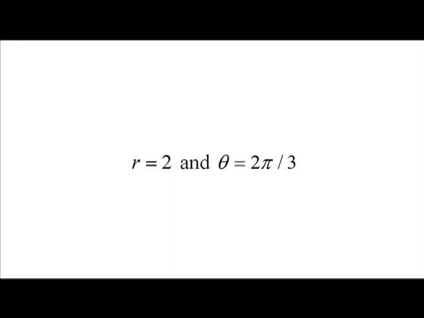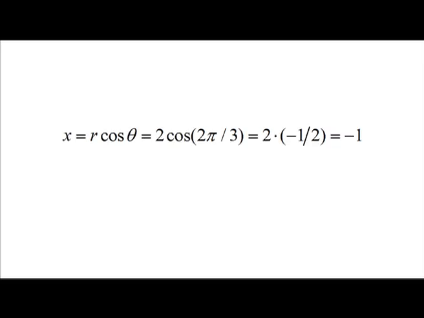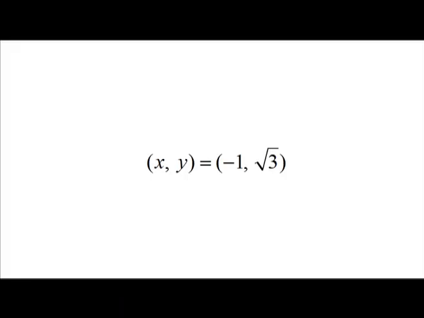As another example, consider the point (2, 2 pi by 3) in polar coordinates. Here r is equal to 2 and theta is equal to 2 pi by 3. Hence, x is equal to r cos theta, which is equal to 2 times cos 2 pi by 3, which is equal to 2 times negative 1 by 2, which is equal to negative 1, and y is equal to r sin theta, which is equal to 2 times root 3 by 2, which is equal to root 3. So, the Cartesian coordinates are given by (x, y) is equal to (negative 1, square root of 3).